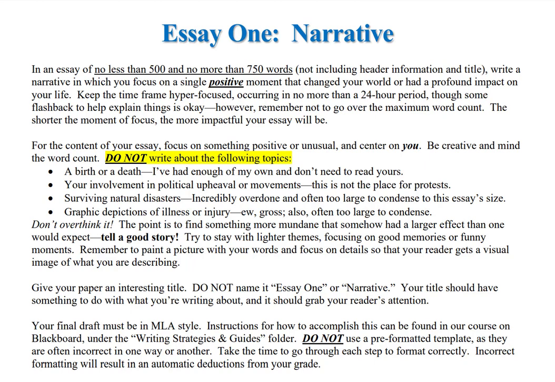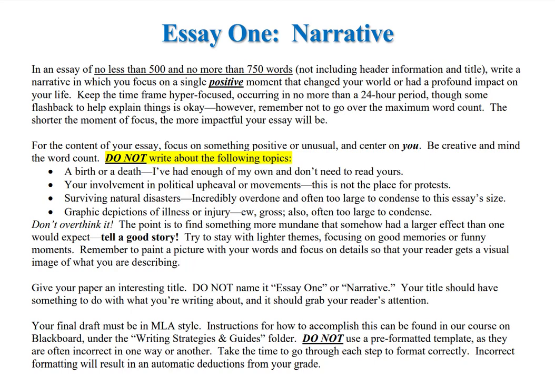For the content of your essay, it needs to be something positive, something unusual, something that centers about you. Be creative, but mind the word count. Do not write about a birth or a death. I've had enough of my own in my world and I don't need to read yours. Do not write about your involvement in or belief of any political upheaval or movement.